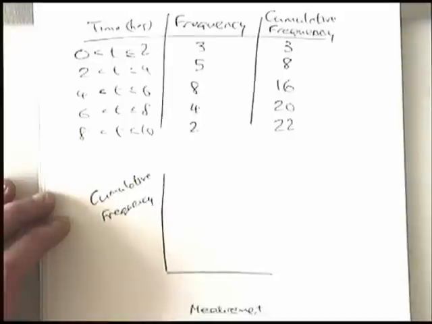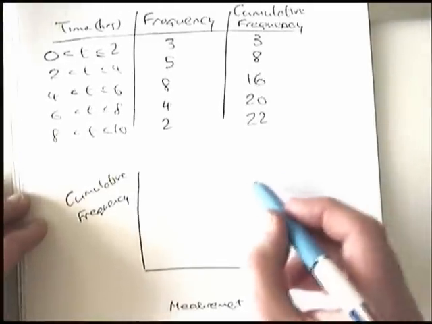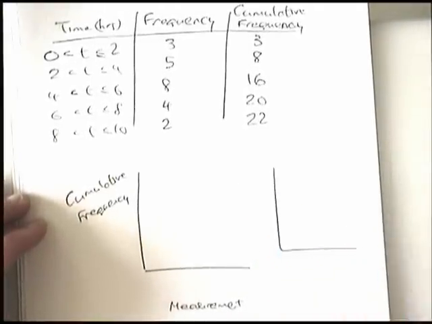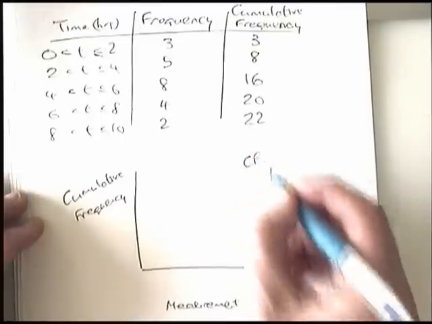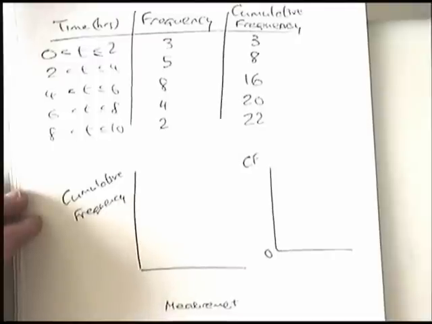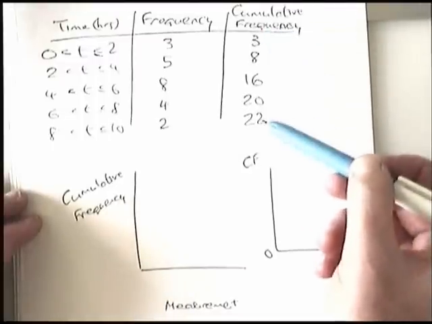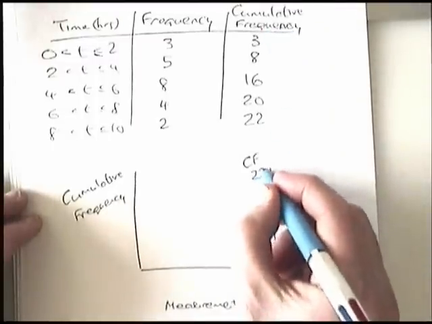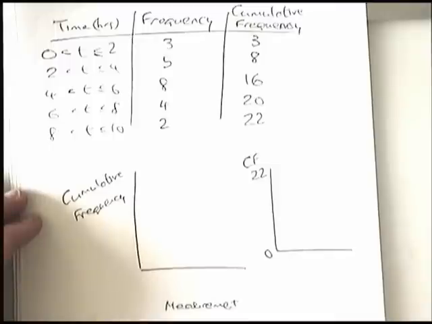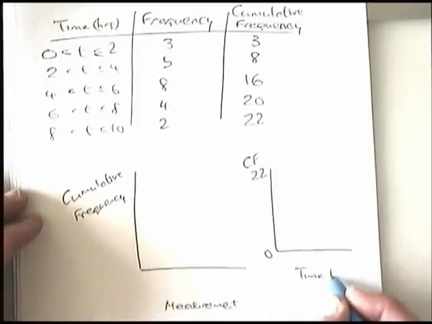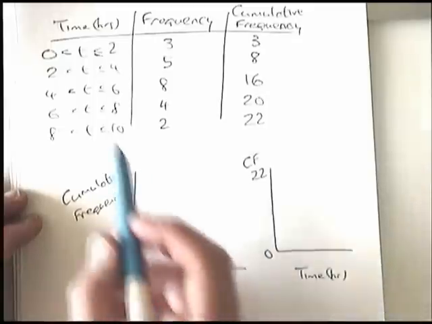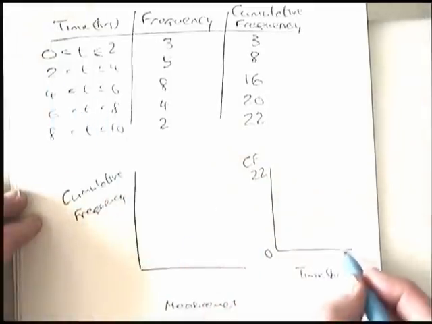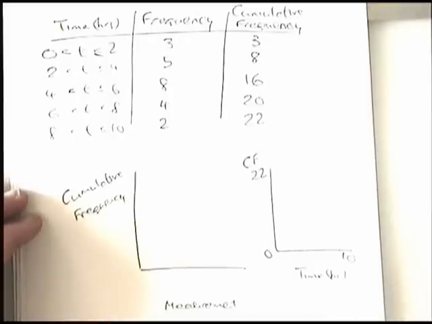Now, for the example that we are doing, I'll do another sketch over here: cumulative frequency going up the side, starts from 0 always. Our biggest cumulative frequency number was 22. So we will have to go up to 22. And along the bottom in hours, we had time in hours, and our times went from 0 to 10. So I need to go along from 0 to 10.